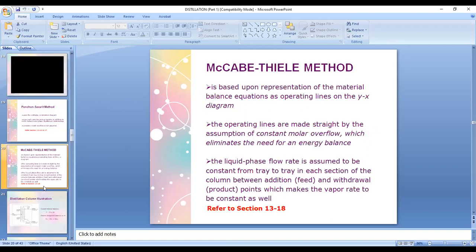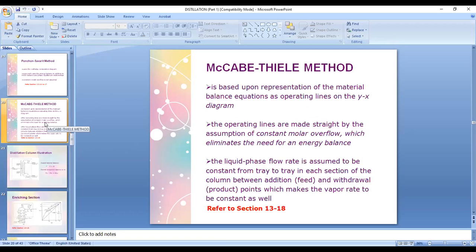So the thing that simplifies Ponchon-Savarit is McCabe-Thiele, which assumes that there is constant molar overflow. And this makes the operating lines, remember our operating lines. Our operating lines in distillation are your enriching section operating line and your stripping section operating line. So these lines will not be straight without this very important assumption of constant molar overflow. So it's best explained in here. So the liquid phase flow rate is assumed to be constant from tray to tray, which we could say equivalently the same thing with the vapor.